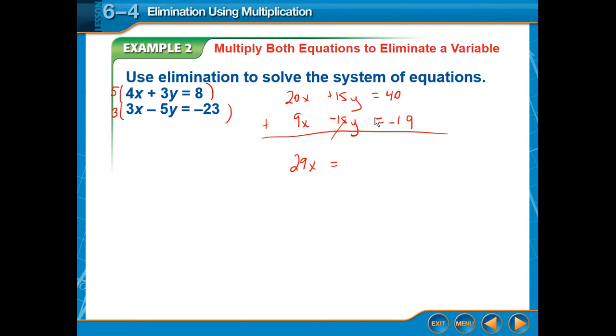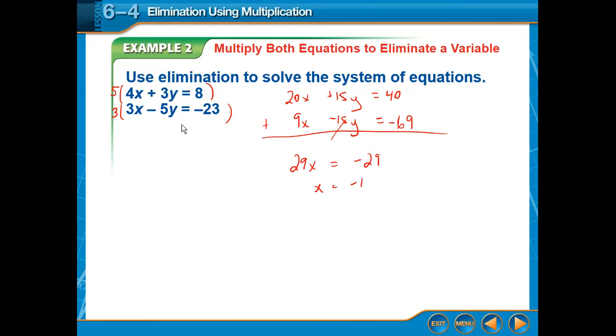3 times negative 23 is negative 69. Okay, sorry. So then 40 minus 69, and you get negative 29. So then you get x equals negative 1, which was the same thing we got for x before.